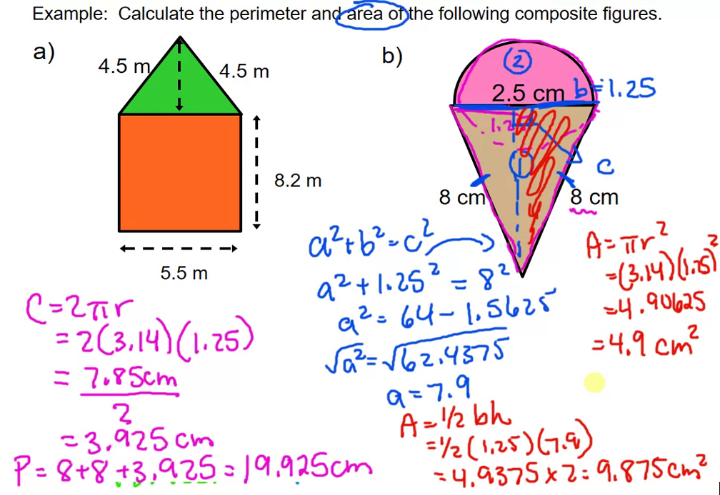So the area, I'm going to actually put it up here just so that there's a little bit more room. Let's put it in dark blue. Okay, the area of the composite figure is the area of the first shape plus the area of the second shape. So I get 9.875 plus 4.9. 9.875 plus 4.9. I get the area as 14.775 centimeters squared.